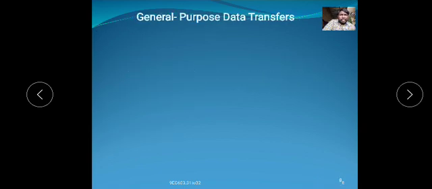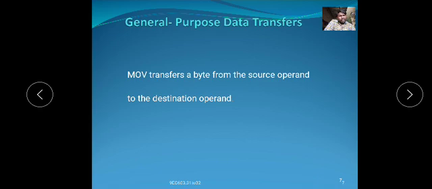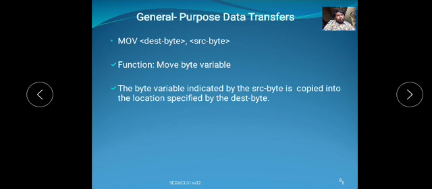The general purpose data transfer MOV transfers a byte from the source operand to the destination operand. Here, MOV destination byte, source byte. The function of MOV byte: the byte variable indicated by source byte is copied into the location specified by the destination byte.